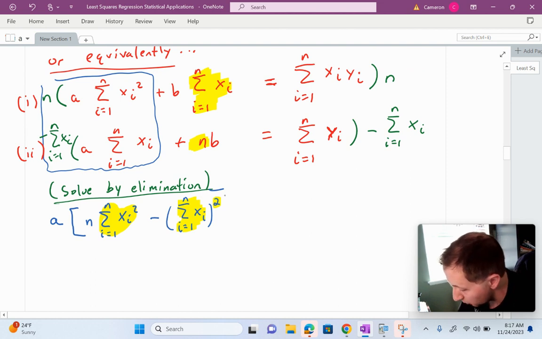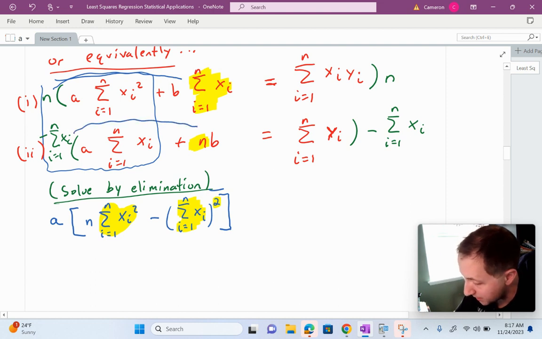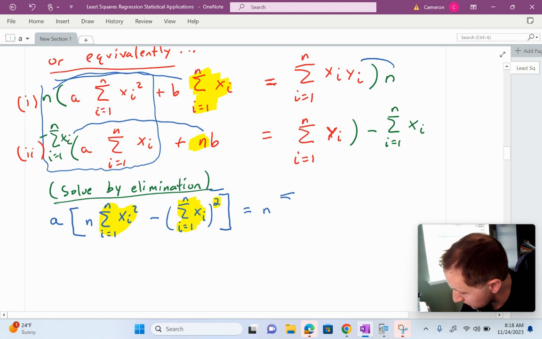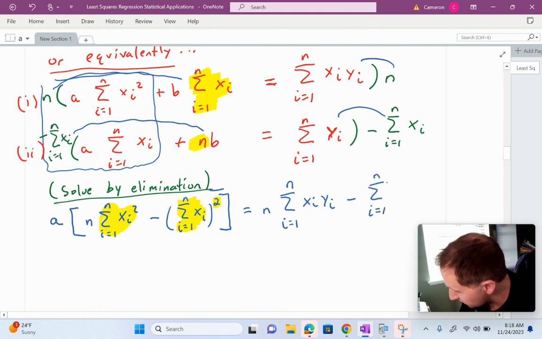Okay, so there's my first one. Notice the b's are gone because I have nb times the sum of xi, and now I have minus nb times the sum of xi, so that's 0. And now on this side, I'm going to have n come out front, sum i equals 1 to n of xi yi, and now we're distributing here, minus the sum of xi times the sum of yi.